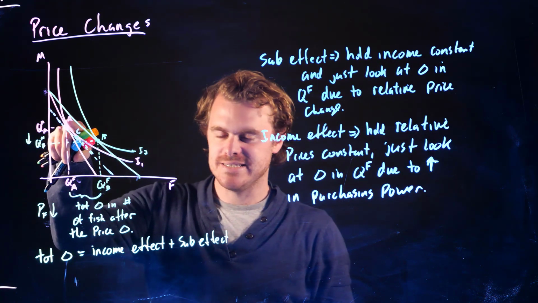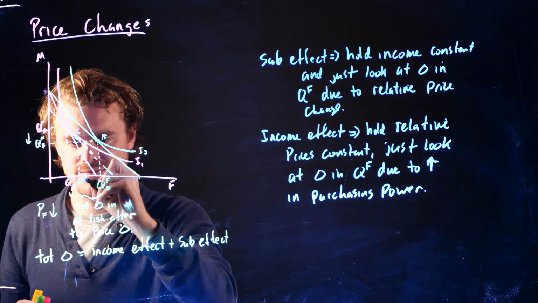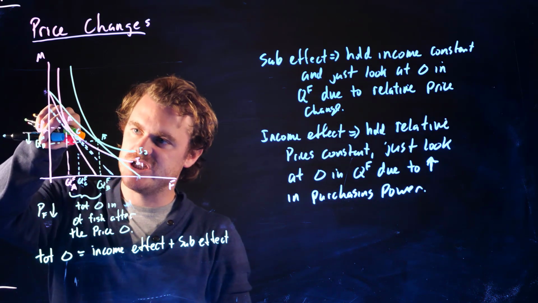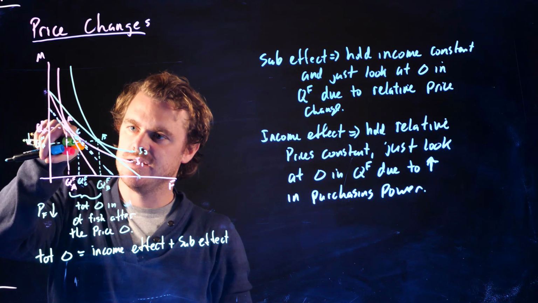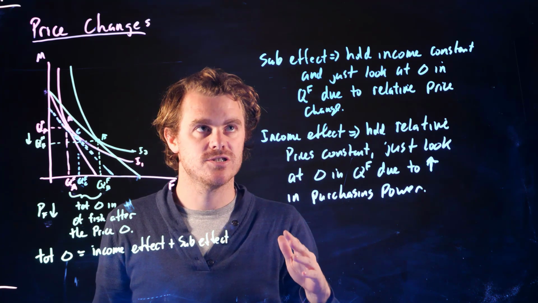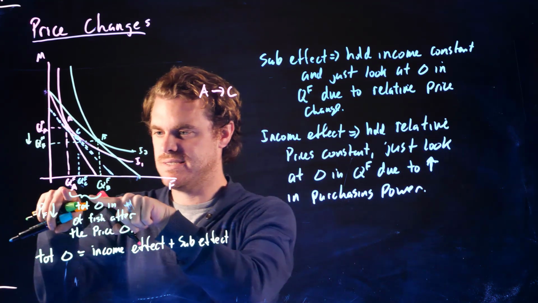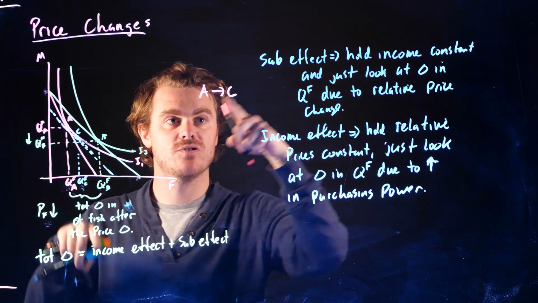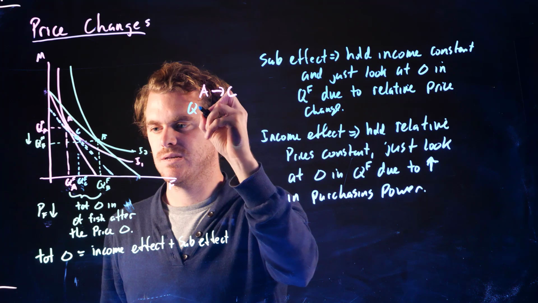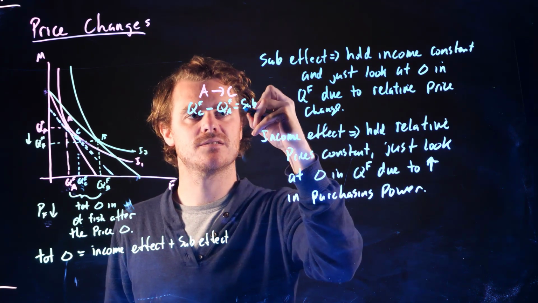And so the distance between A and C, QFC, we can label that. So this horizontal distance right here is how much we changed our consumption of fish just because the slope of the budget constraint changed, just because the relative prices changed. So this is going to be point A to C. This distance here is going to capture the substitution effect. So in this case, I guess we should write it the other way: QFC minus QFA equals the substitution effect.